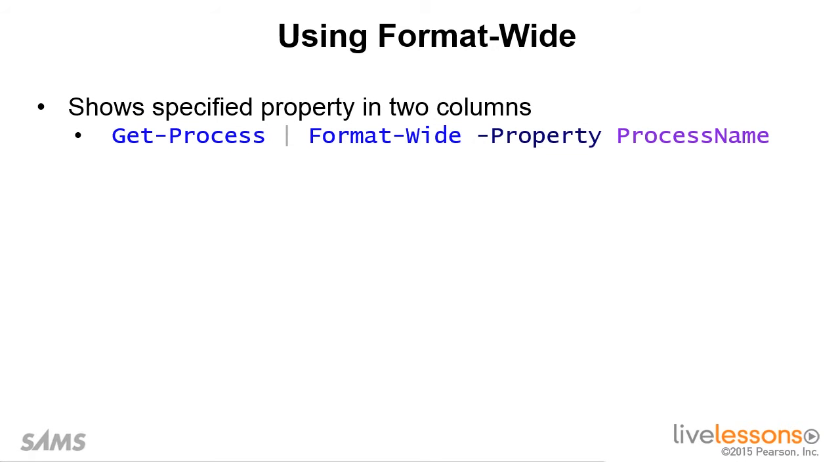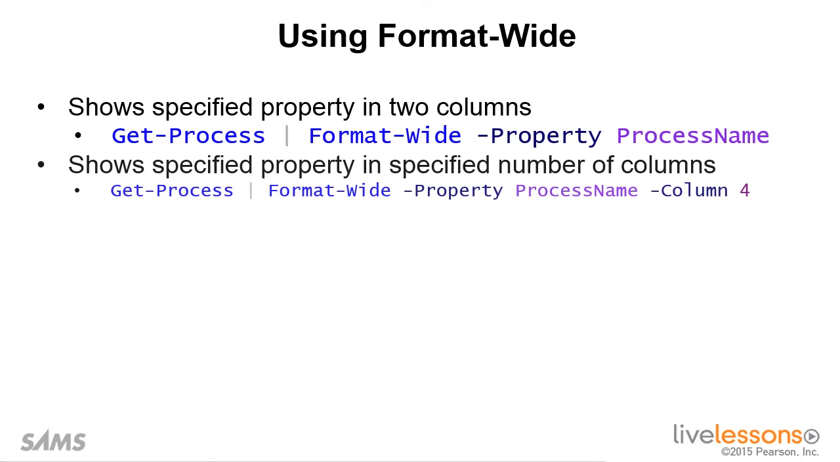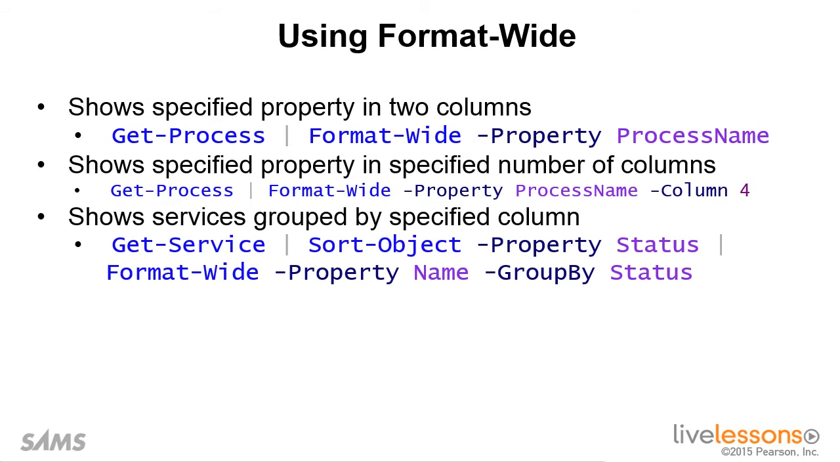In this example, we're going to show a specific property in 2 columns. The reason it is going to be in 2 columns is that is the default behavior of format wide. You can also specify the number of columns that property will be displayed in. In this example, we are going to display it in 4 columns. And you can also show these services grouped by a specific column.